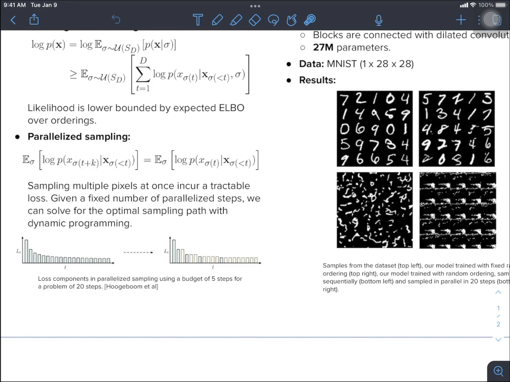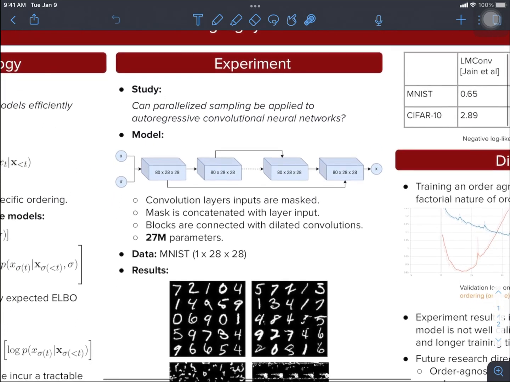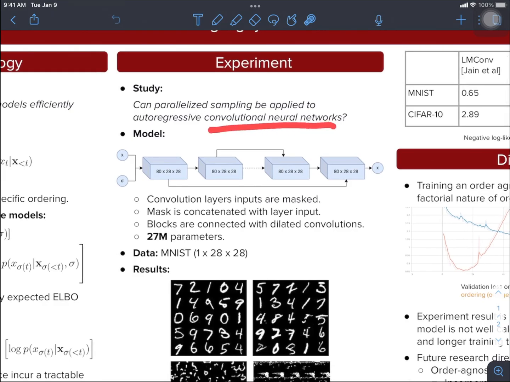And therefore, given a fixed number of steps that you're allowed to sample, you can actually optimize for the most optimal path to sample in order to incur the least likelihood loss. In the original paper that published this technique, which was from Google 2 months ago, they used the diffusion model as their autoregressive model, and I am interested in looking at convolutional neural networks and whether we can apply the same techniques and get good samples out of it.